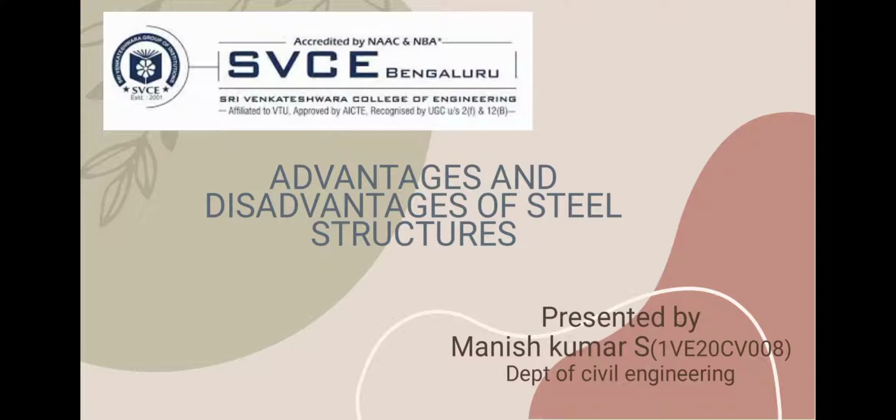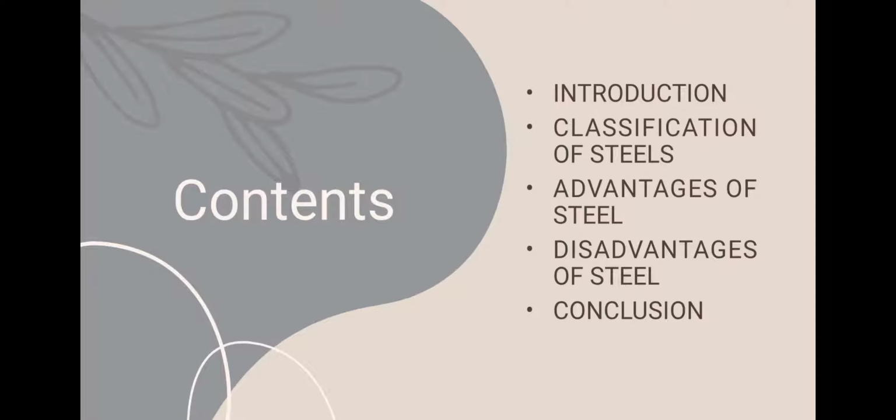Today I am speaking about the advantages and disadvantages of steel structure. This presentation mainly contains five topics. Topic one is the introduction of steel structure, topic two is classification of steel structure, topic three is advantages of steel structure, topic four is disadvantages of steel structure, and topic five is conclusion of steel structure.